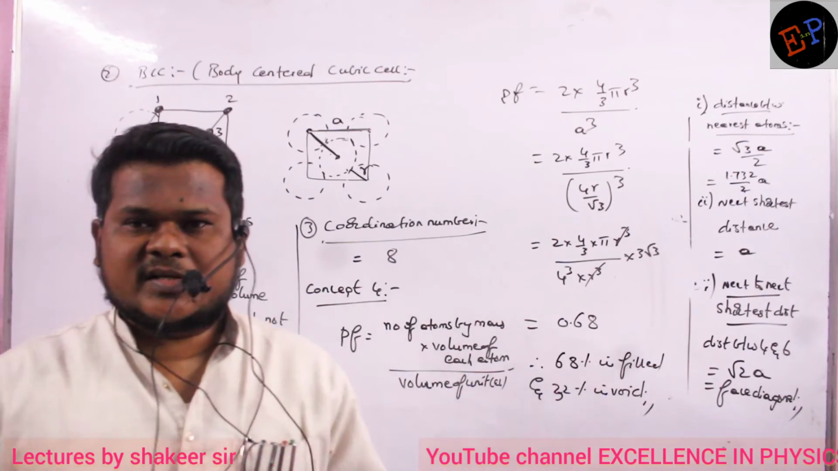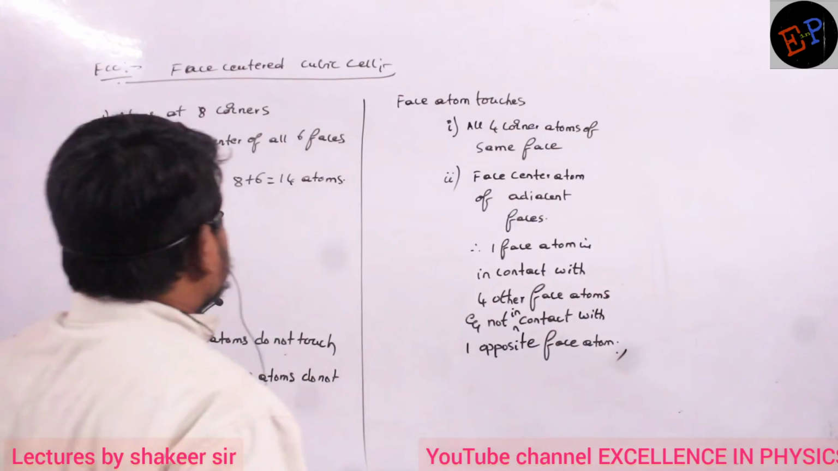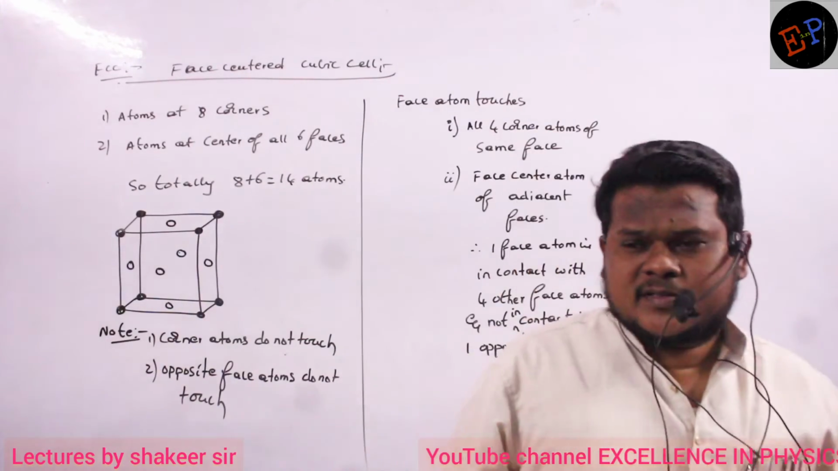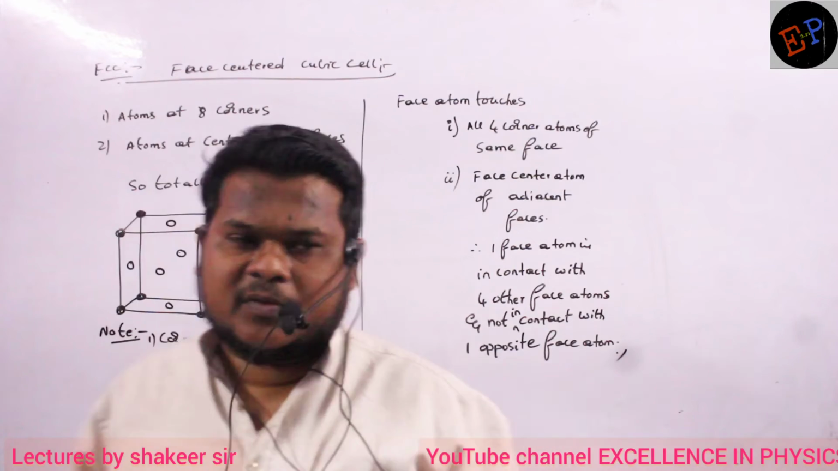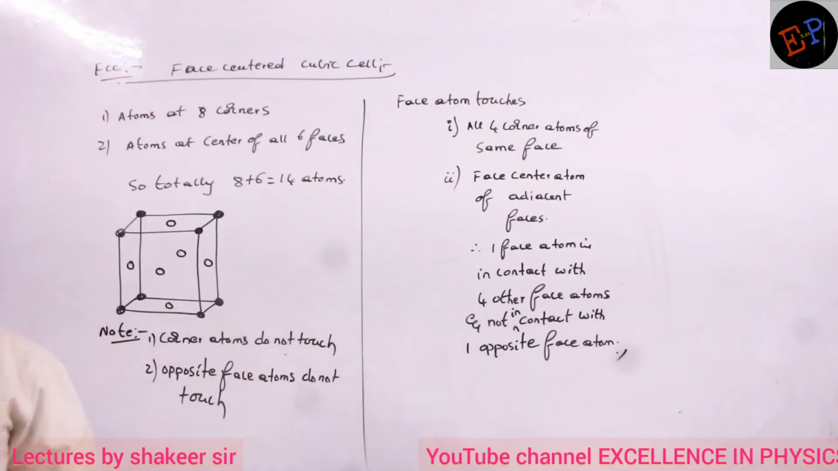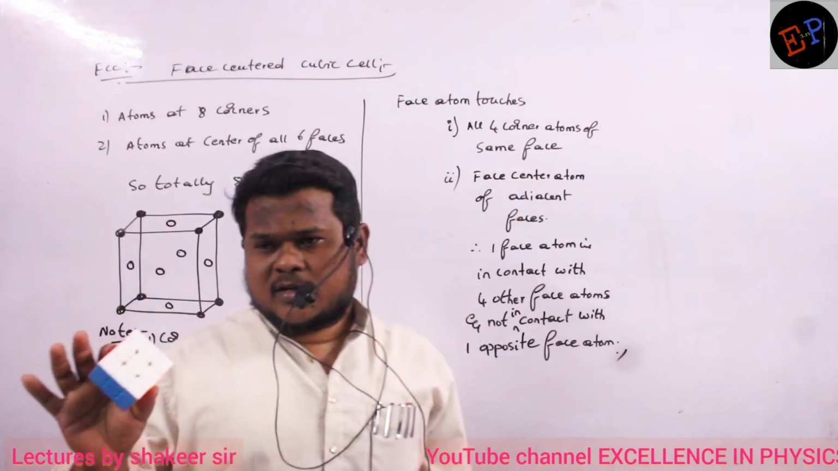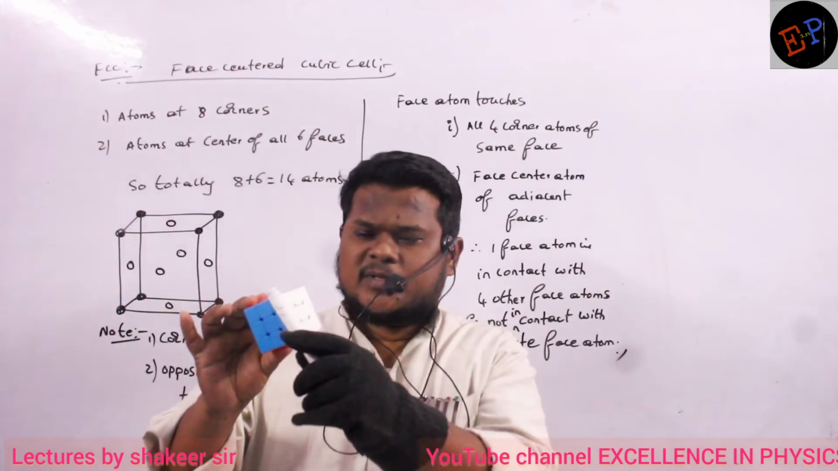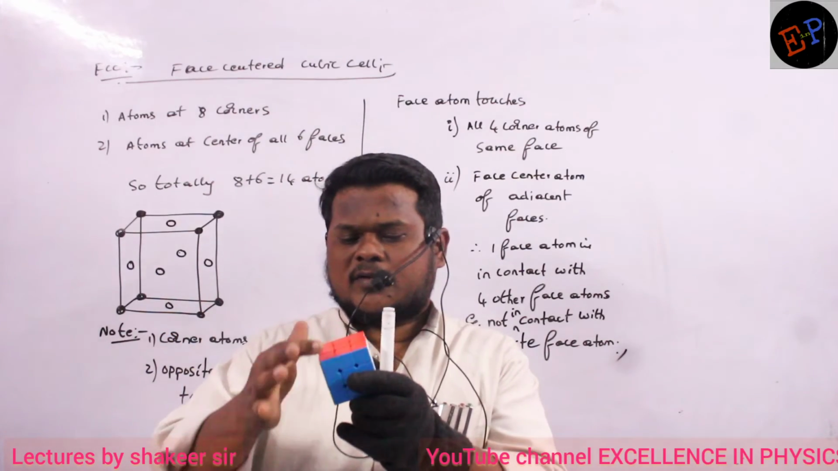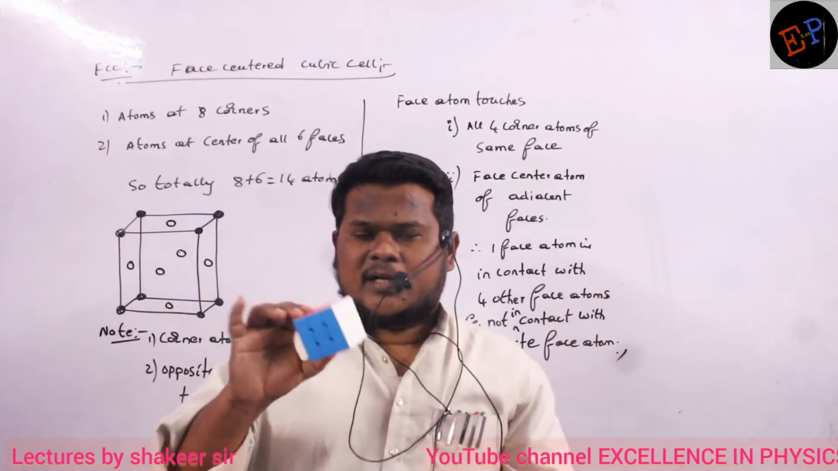Clear? That's it. So next one which we are studying is face-centered cubic cell. Okay? What is meant by face-centered cubic cell? See, this unit cell, this cube has how many corners? 8 corners are there. So each atom is present at 8 corners. So here 1, here 1, here 1, here 1. So totally 8 atoms are filled.